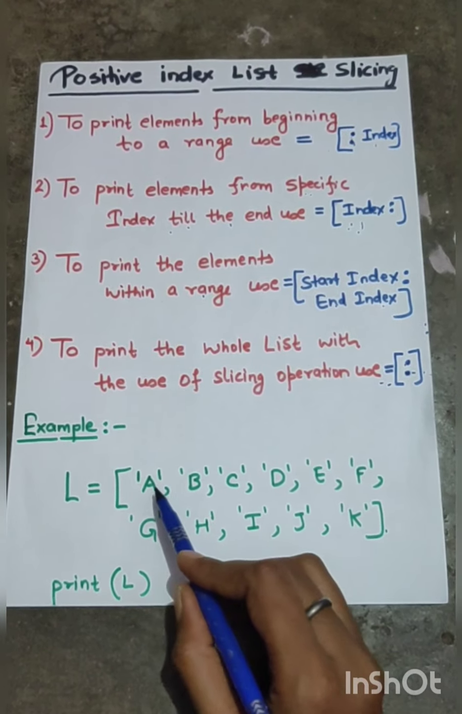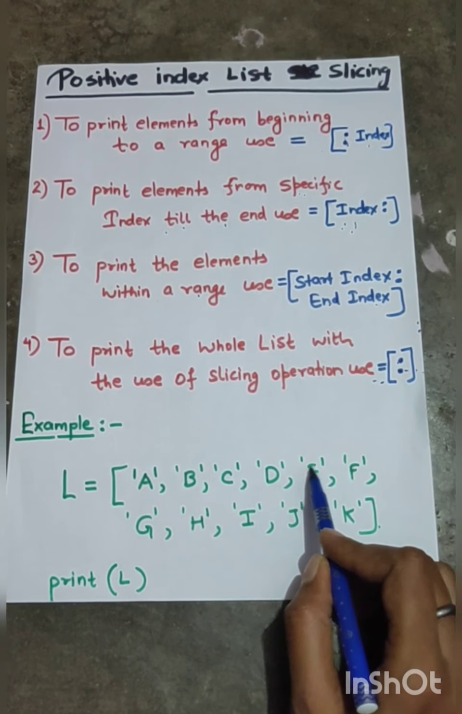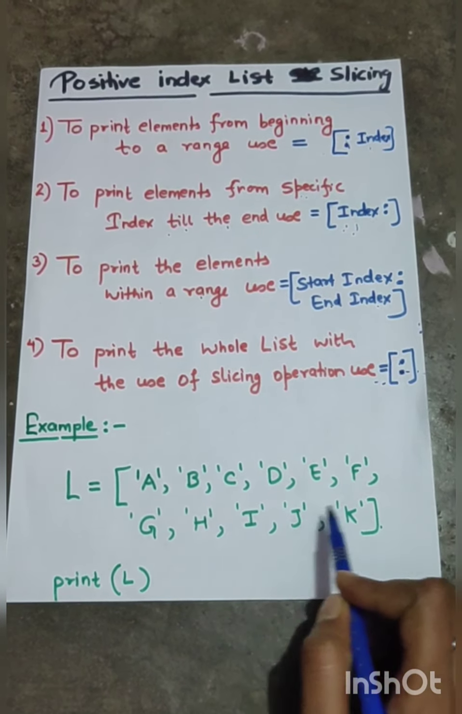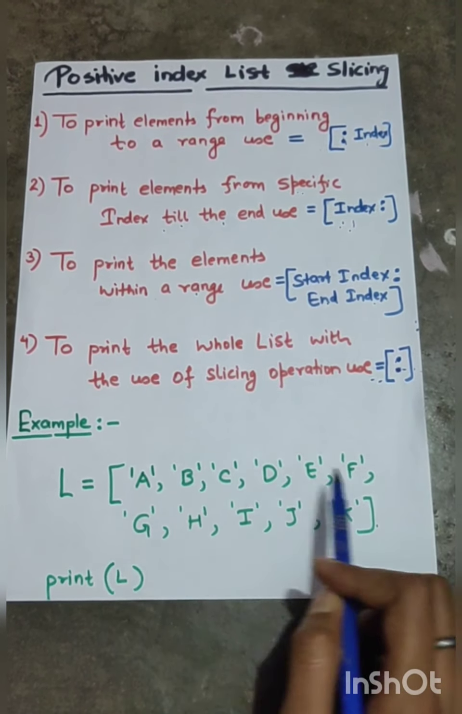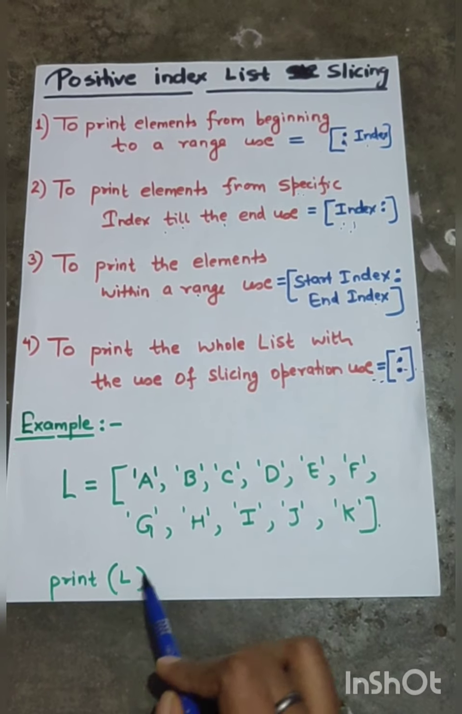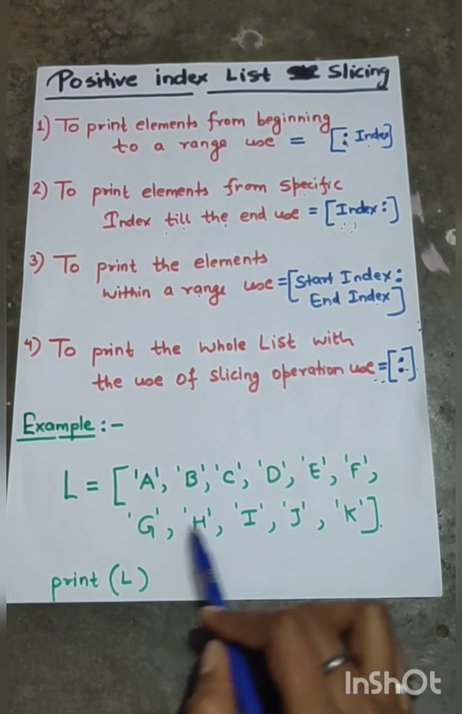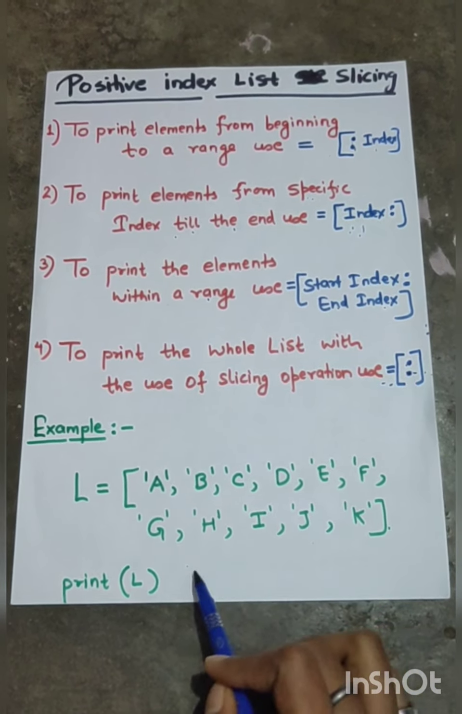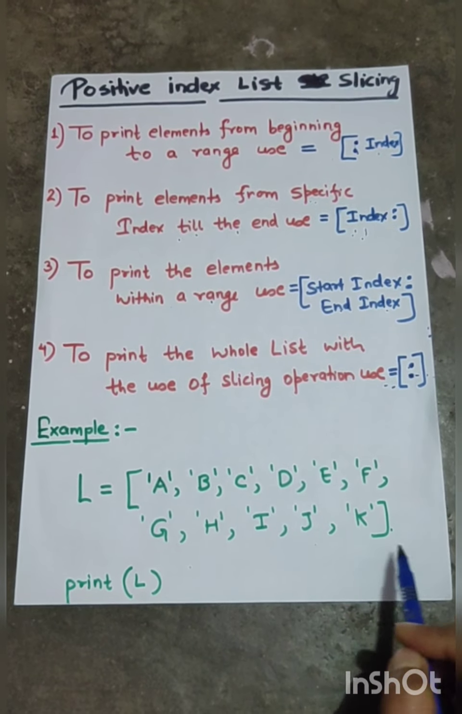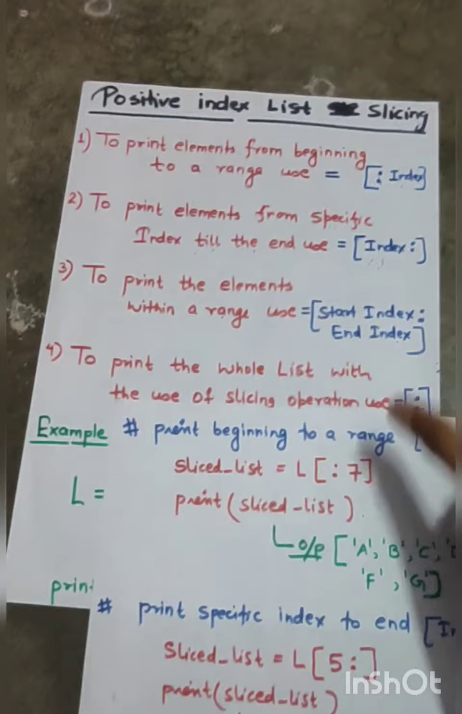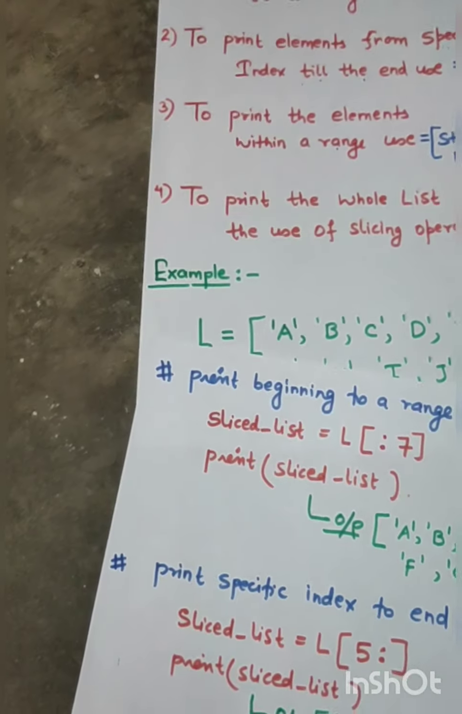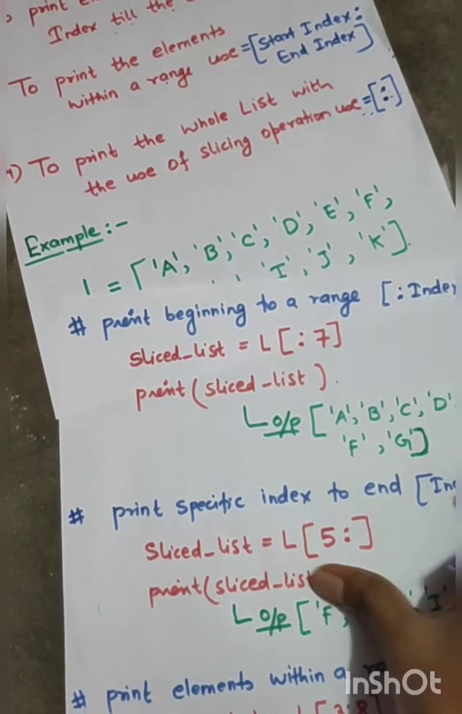L equal to A, B, C, D, E, F, G, H, I, J, K. Here I have taken one list of strings and I am printing L. So it will print whatever strings are there: A, B, C, D, E, F, G, H, I, J, K. By seeing this example, you can understand easily.